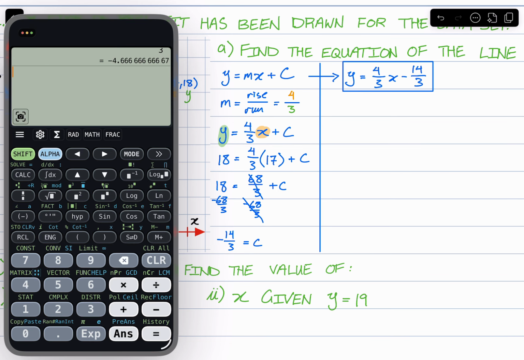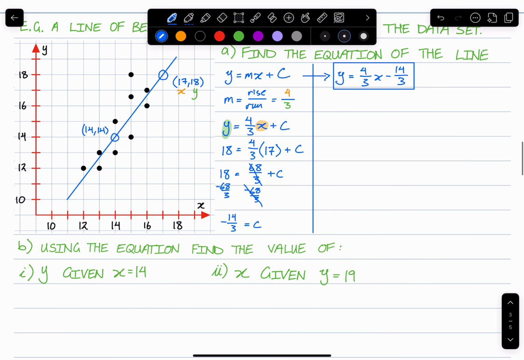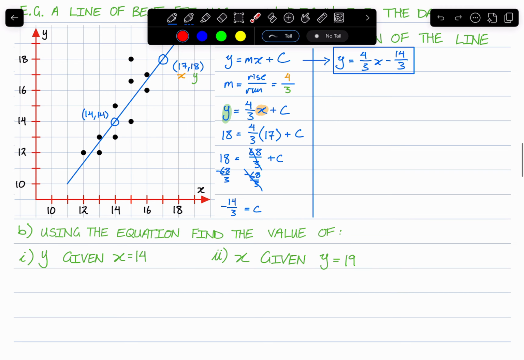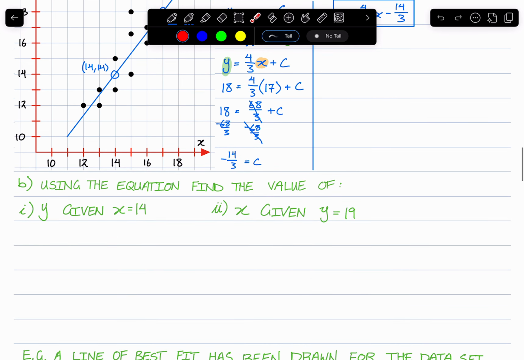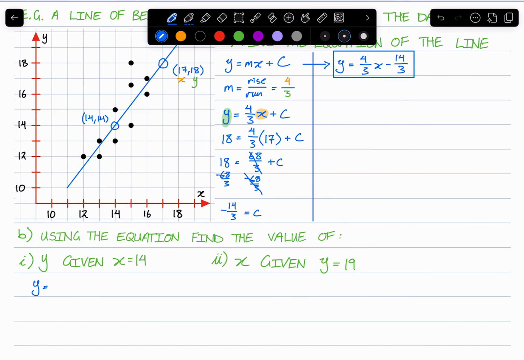And now that we have this equation, we can solve the next set of problems. It says here, using this equation, find the value of y given x equals 14. Well, we can already see that it's going to give us 14, but with a question like this, it simply means using this given value, we're going to substitute it here. So let's start with our equation. y equals 4 on 3x minus 14 on 3.